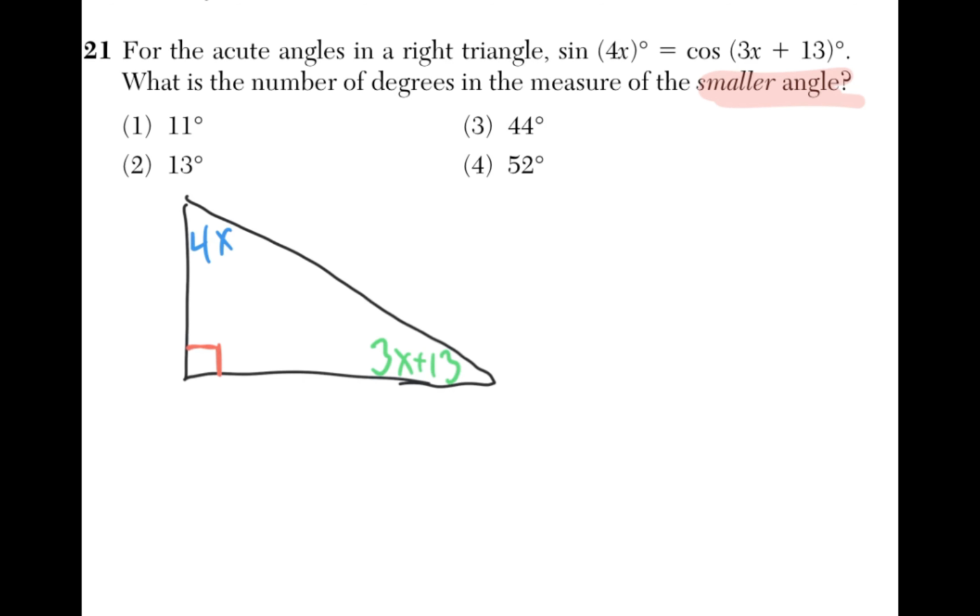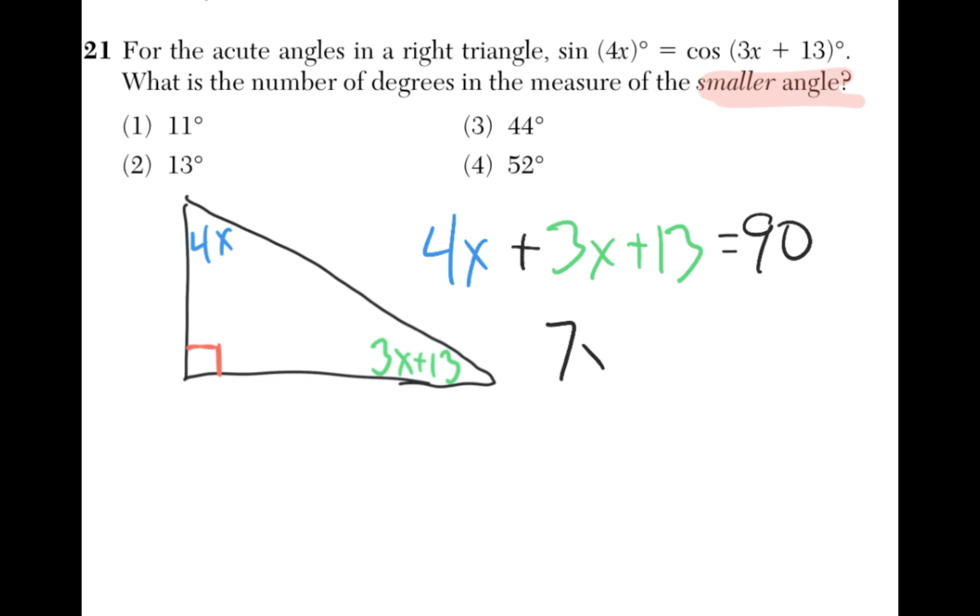Beautiful. And so what do we know? We know that if this is 90 degrees, of course, and the sum of the three angles equals 180, then this angle plus this angle equals 90. These two angles, of course, are cofunctions. They're complementary. And so let's set them equal to 90 degrees right now. So it's going to be 4x plus 3x plus 13 equals 90 degrees. Beautiful. And so we can combine like terms, and we know that 4x plus 3x is 7x. And I know that if we subtract 13 from both sides, 7x equals 77. And x is then going to be equal to 11.